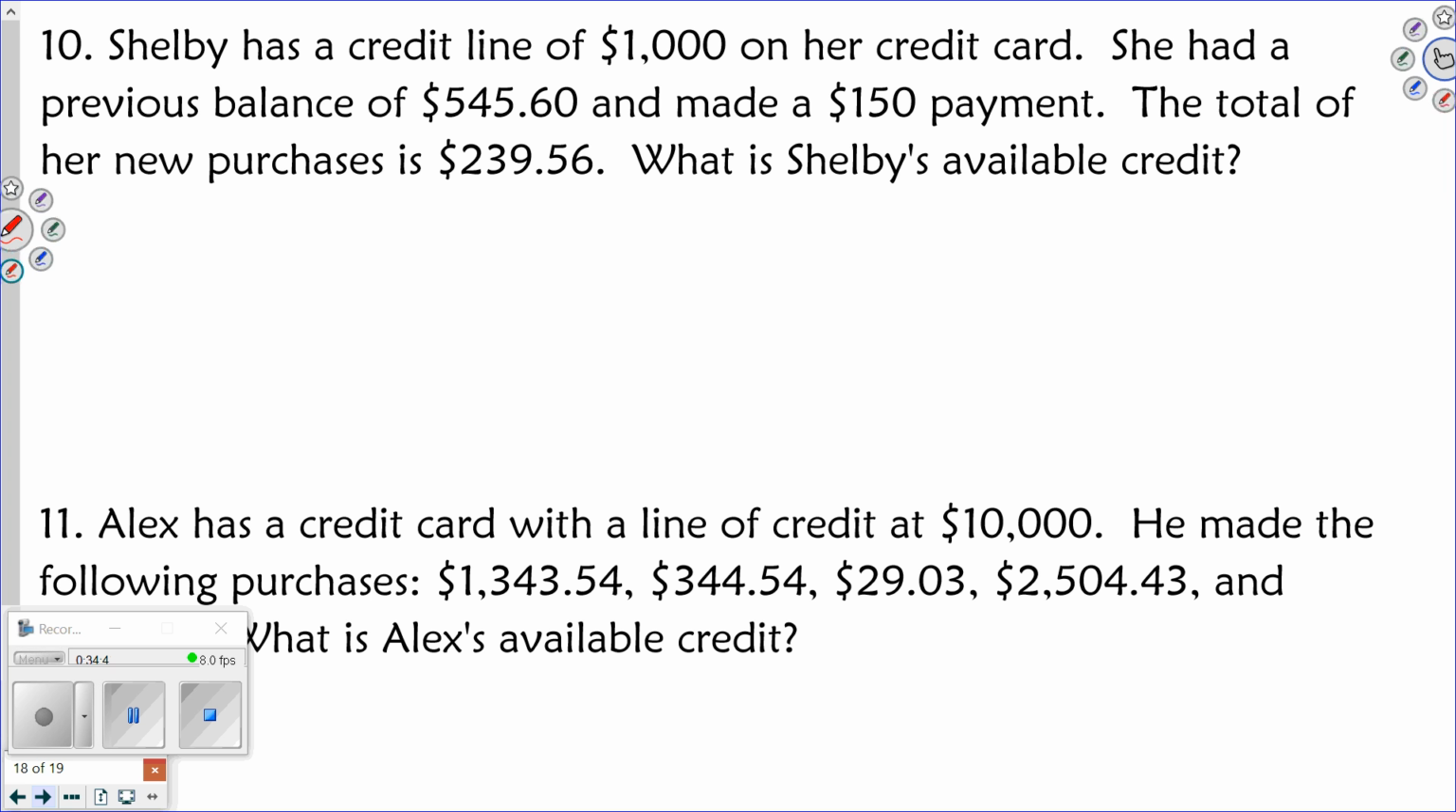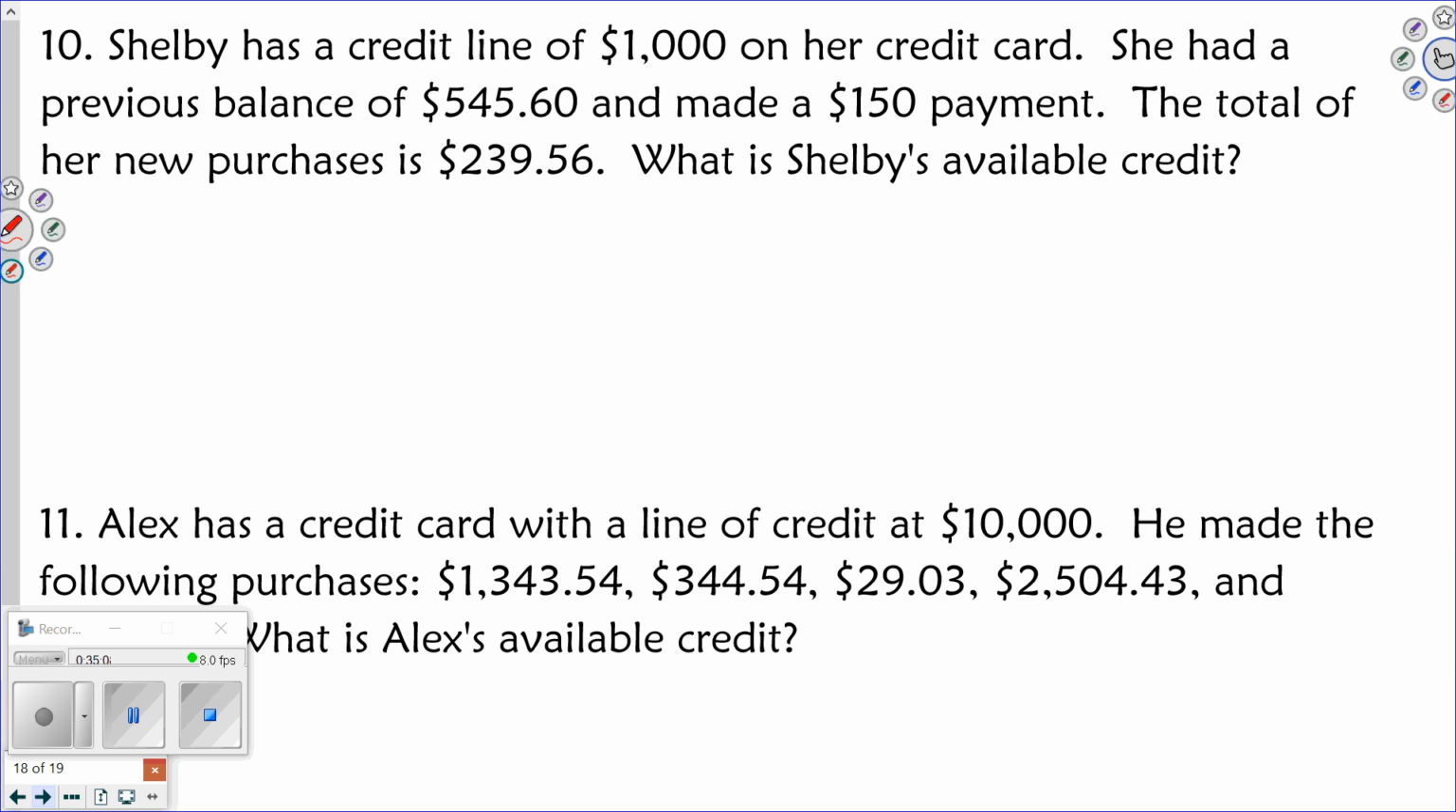All right, number 10. Shelby has a credit line of $1,000 on her credit card. She had a previous balance of $545.60 and made a $150 payment. The total of her new purchases is $239.56. What is Shelby's available credit? Is this much different than the last problem we did? It's not much different. It just is set up a little differently.